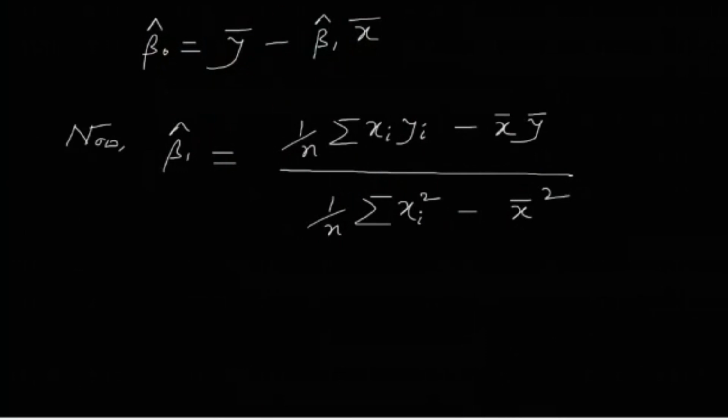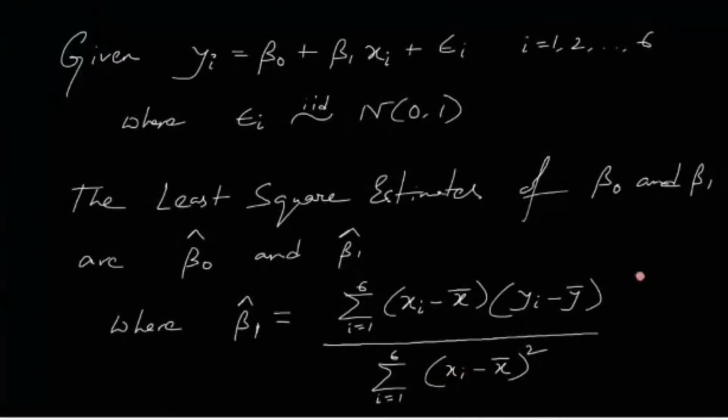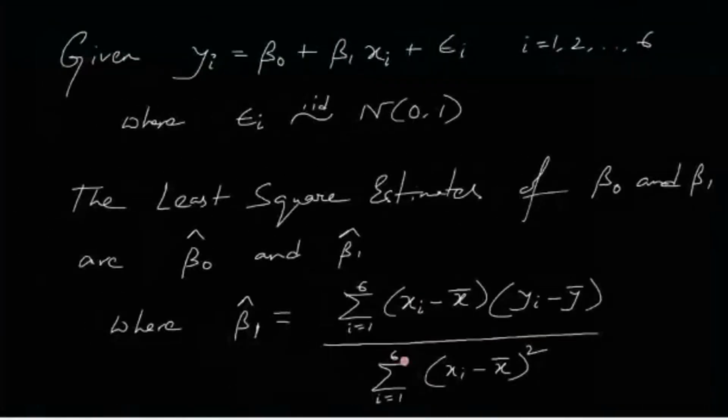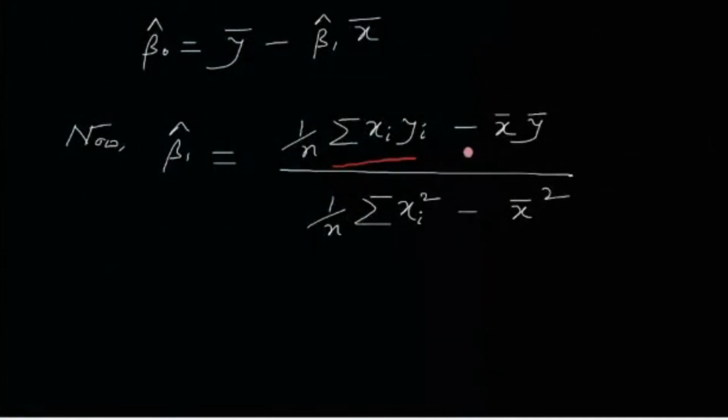So now beta 1 hat can be slightly written in a different way to facilitate the calculation. It is nothing but 1 by n into summation xi yi minus x bar into y bar, divided by 1 by n summation xi square minus x bar square. So basically we need to find these values: summation xi yi, x bar, y bar, summation xi square, and x bar square, which are all obviously known from this table. So we need to find these values.